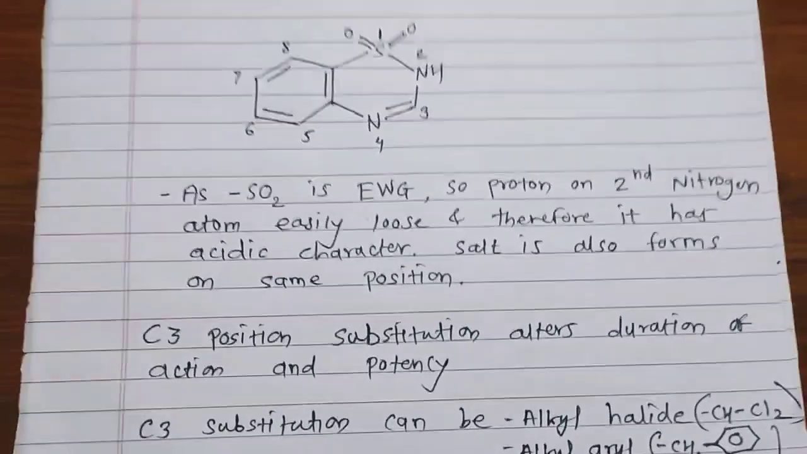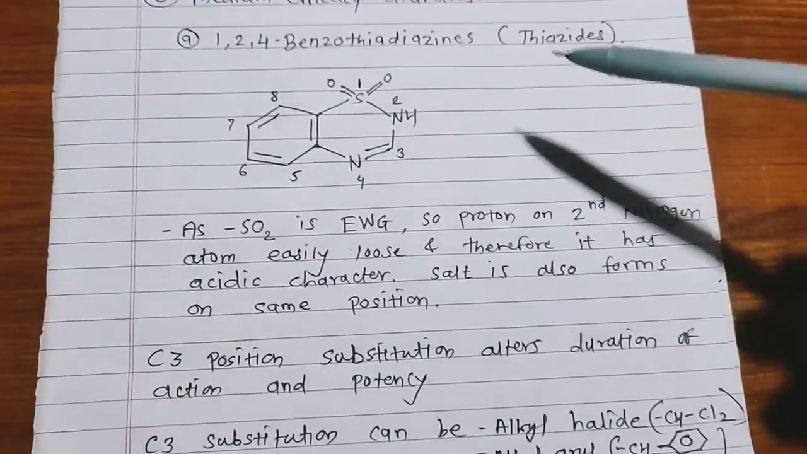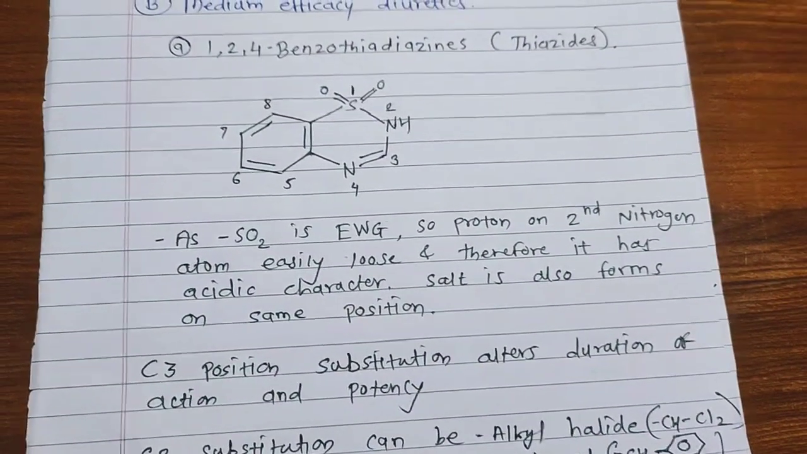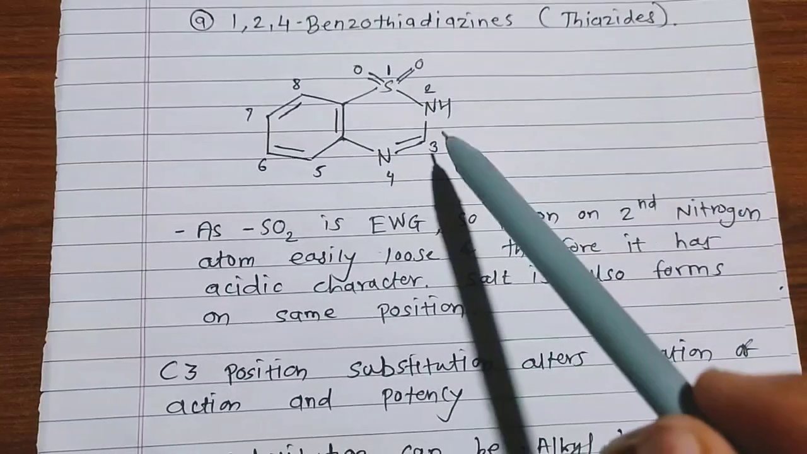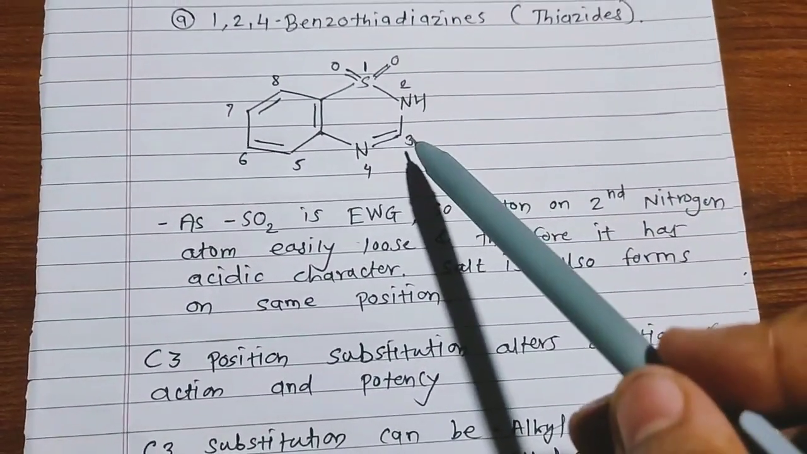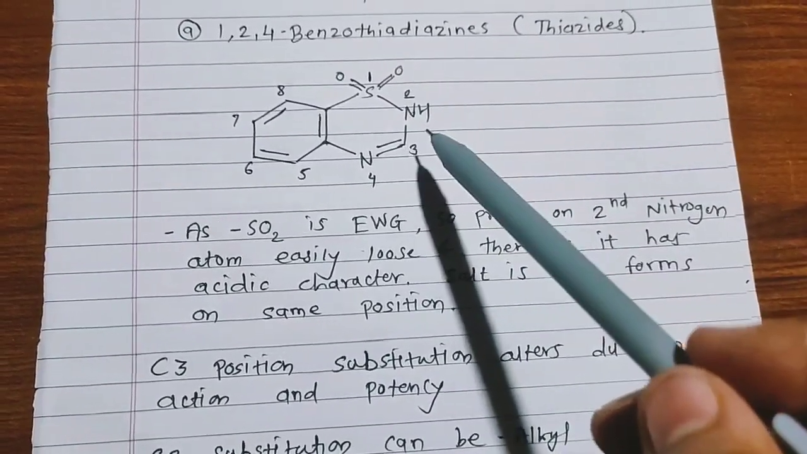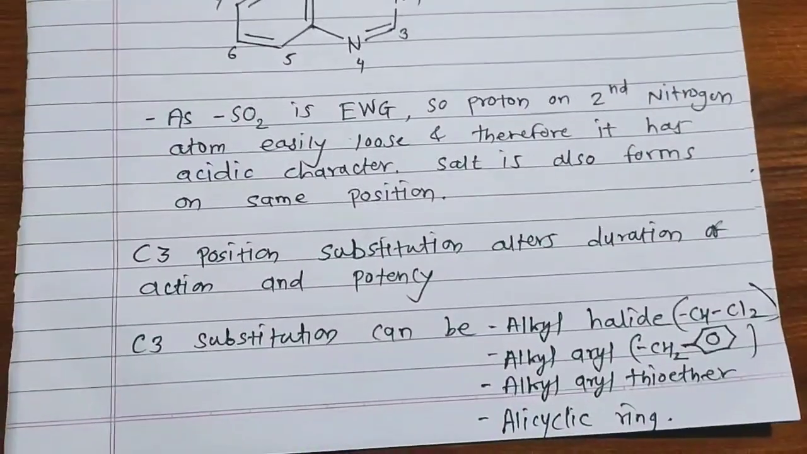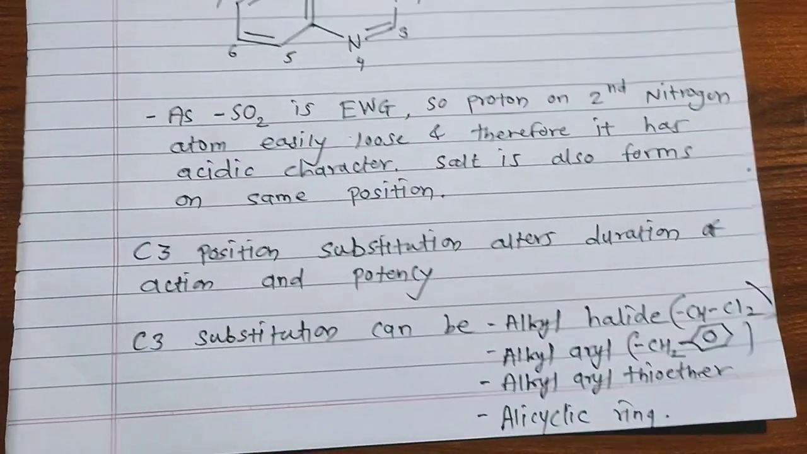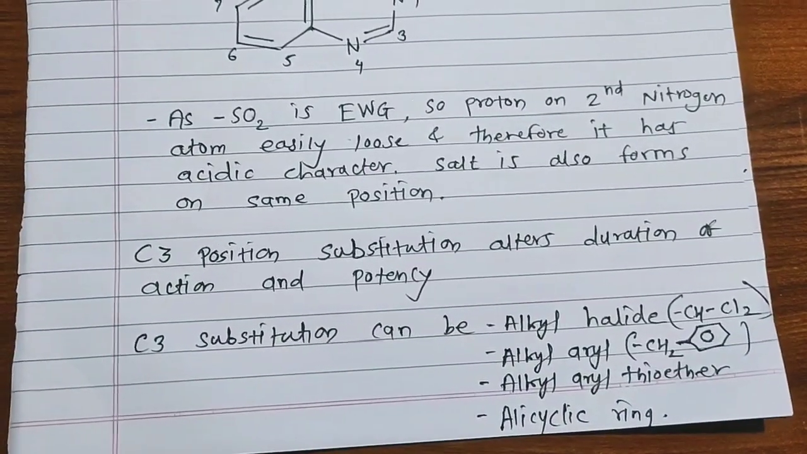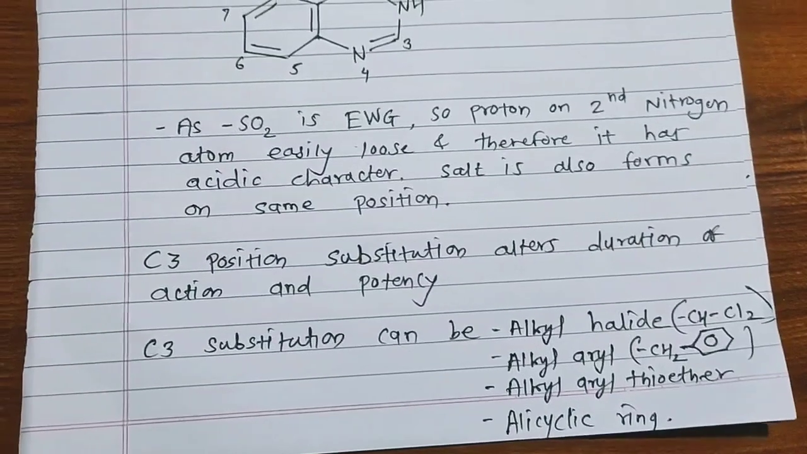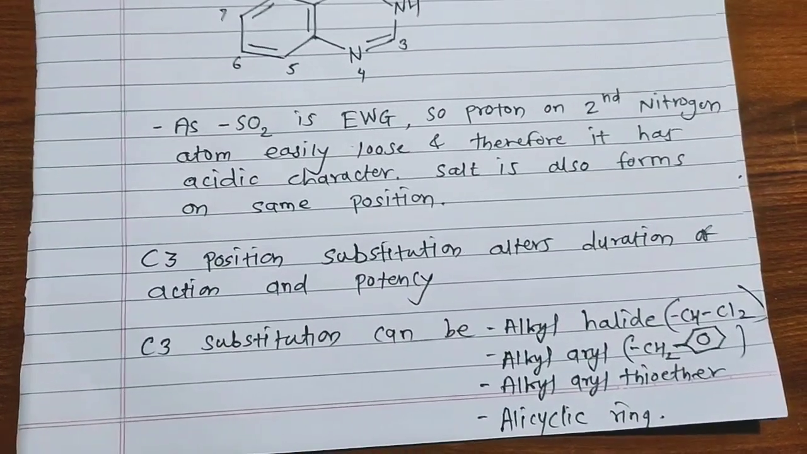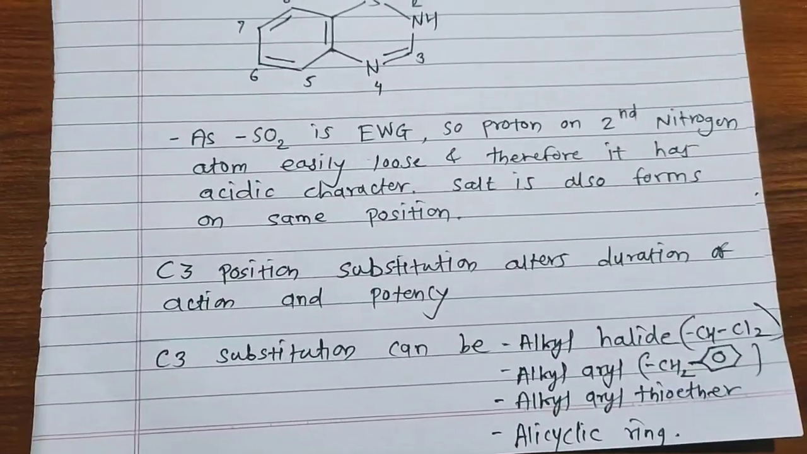If we talk about the third position of these thiazides, the C3 position substitution alters the duration of action and the potency. If you put any substitution on this third carbon, that will alter the potency or the duration of action of these thiazide derivatives. And this C3 substitution can be an alkyl halide like CHCl2, alkyl aryl like the CH2 which is attached with the benzene, or alkyl aryl thioether, or even an alicyclic ring.